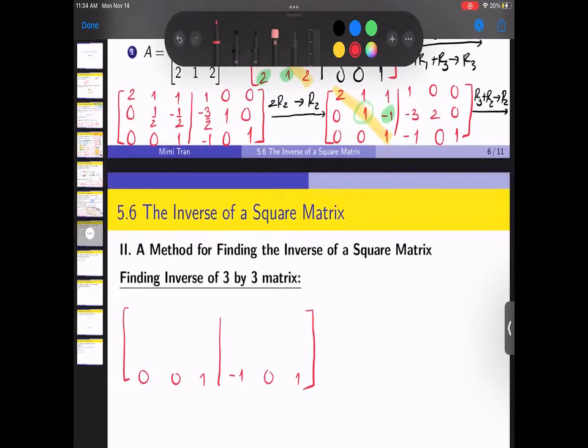So R3 plus R2. That's it. 0 plus 0 is 0. 0 plus 1 is still 1. 1 plus negative 1 is 0. Negative 1 plus negative 3 is negative 4. 0 plus 2 is 2. 1 plus 0 is 1. So far, so good. If you have a question, please ask. It's frustrating if you don't understand. I understand that. Same thing, if a professor says something I don't understand, it's really frustrating to me. So we good?